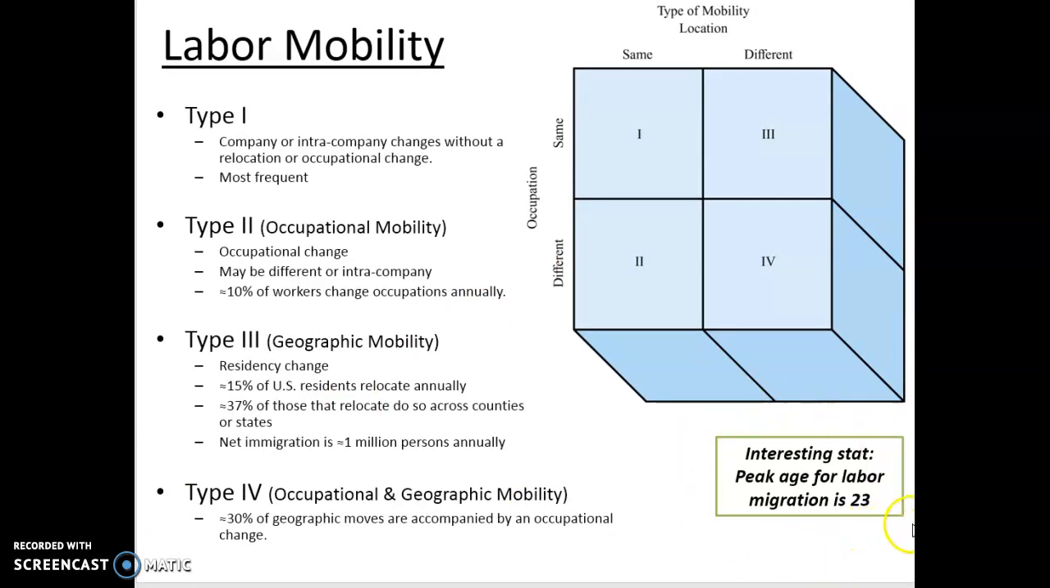Interesting stat, the peak age for labor migration is 23. And I think a lot of you probably recognize that that's around the time people graduate college and are most likely to move. When we say migration here, we're referring to location mobility. And that's really what we're focused on in this chapter, the geographic mobility that people undertake.